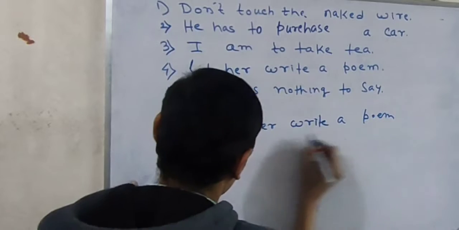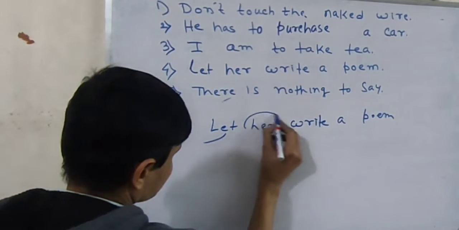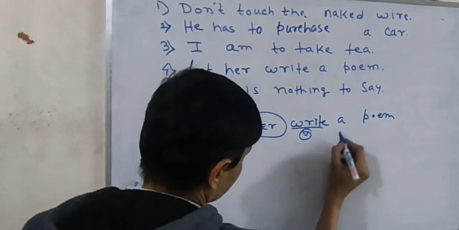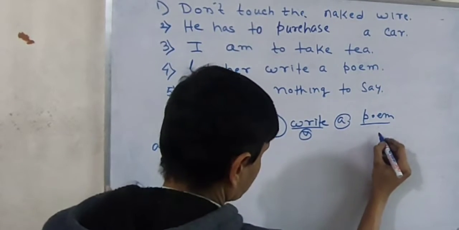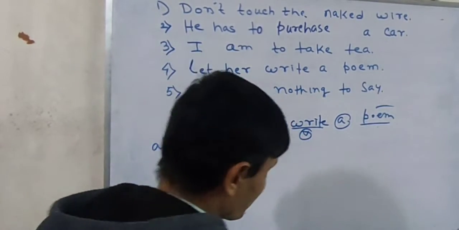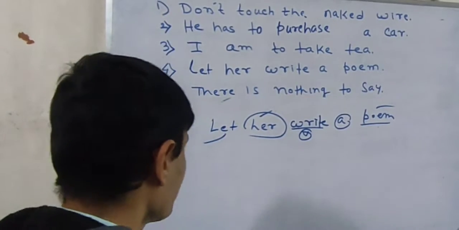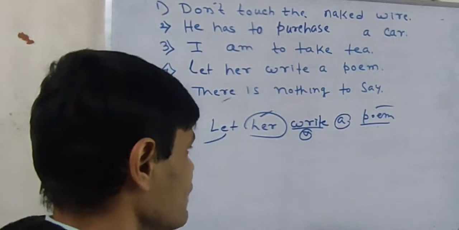Here, let means allow. It is the object here. Write is the verb here. It is called the article. It is called the another object. So there are two objects, direct and indirect, you can say. First object, second object. So when such a sentence is there, it will be passivized in this format.